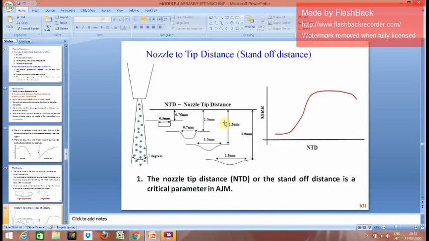Next, the nozzle tip distance, or the stand-off distance, is also a very critical parameter in your AJM. You can see the nozzle tip distance. This is the diagram which we are showing over here. What must be the nozzle tip distance? If the nozzle tip distance is increasing, then MRR is also increasing. But at a certain point, once you increase it further, the MRR will decrease.